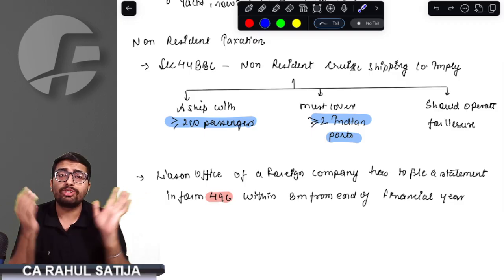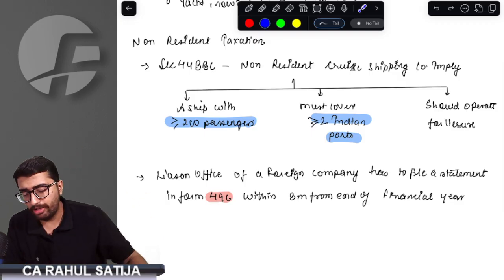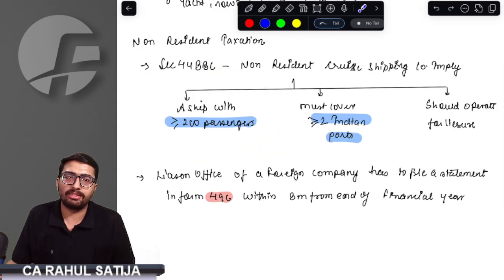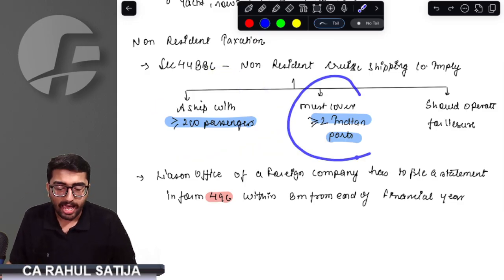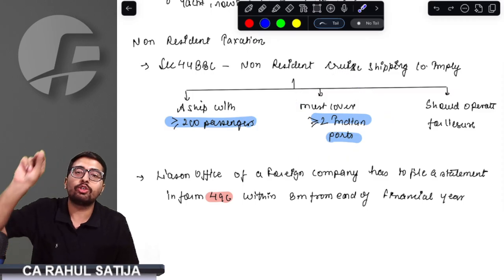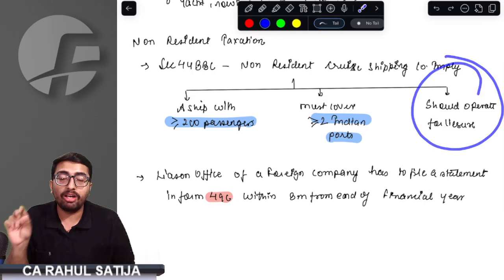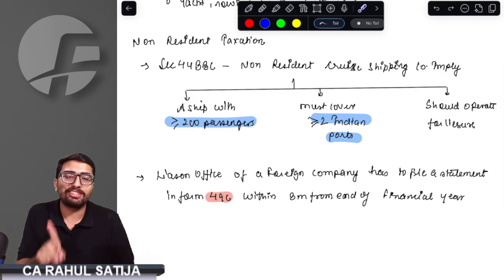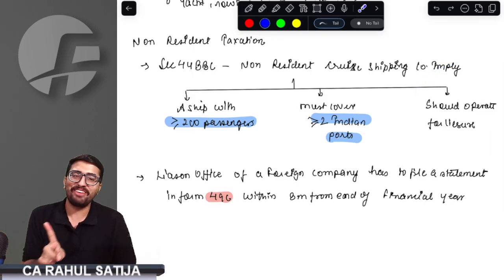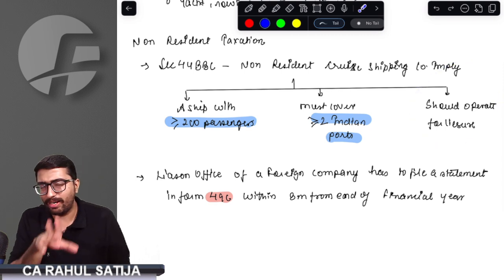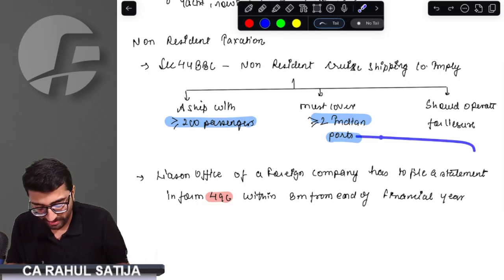But sir, what is a cruise shipping company? That was not defined, but in September 25, it was defined. If any ship has a capacity of 200 passengers or more, and that ship covers more than 2 Indian ports, and that ship is not for cargo but for leisure, then it is a qualifying ship and it has to offer 20% income.